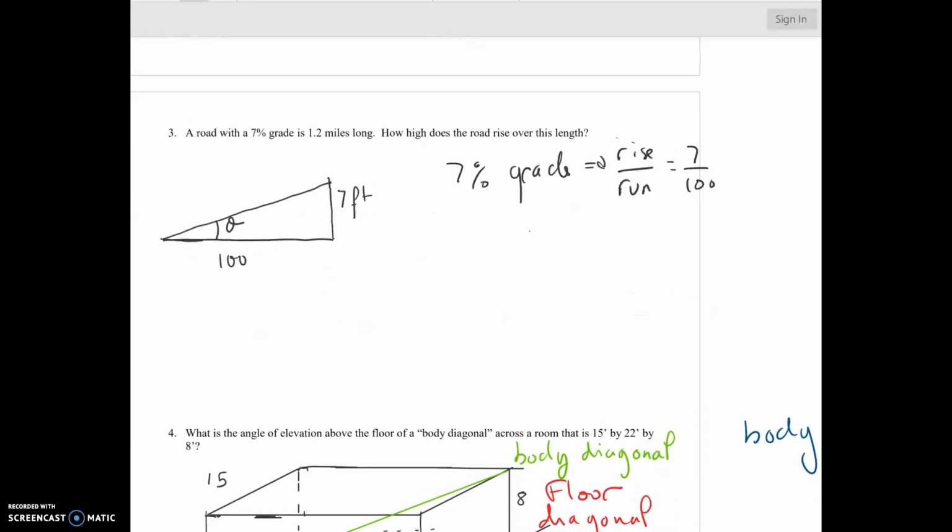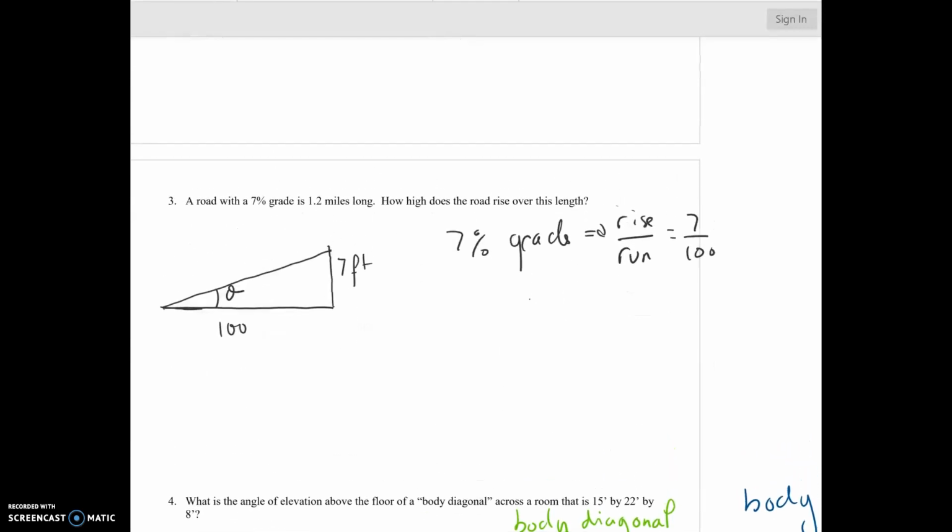All right, guys, so now we are going to work on section 2.5, lecture 2.5, part number 2, problem number 3. A road with 7% grade is 1.2 miles long. How high does the road rise over this length? So first of all, let's try to represent a road with 7% grade. 7% grade is rise over run, 7 over 100.